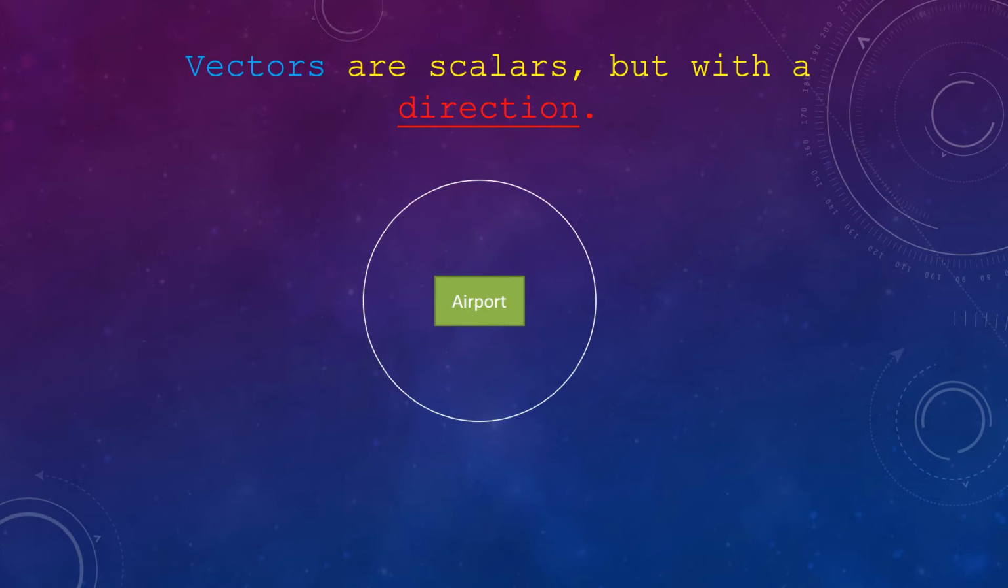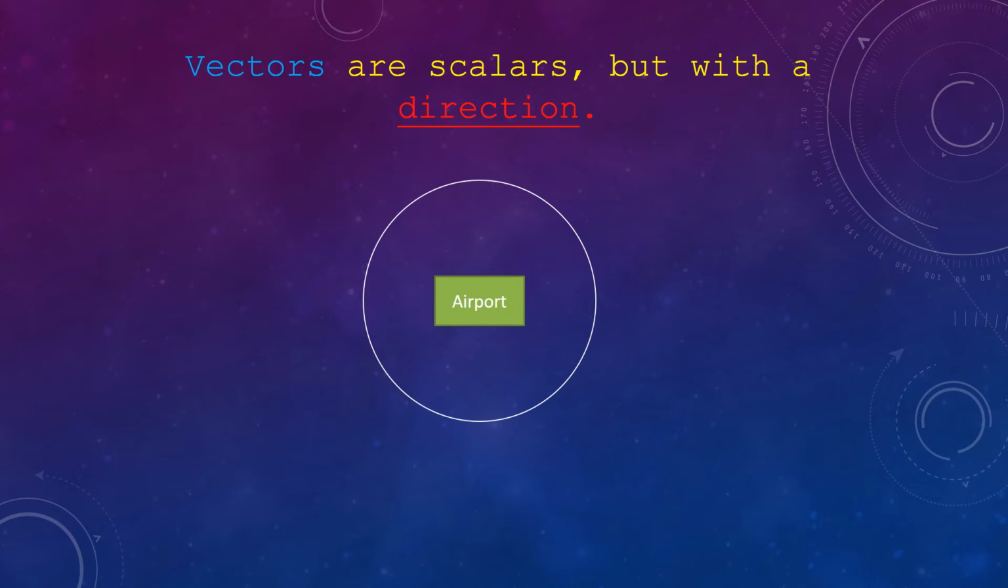because I could be anywhere on a circle of radius 10 kilometers centered at the airport. I could be anywhere on the circle. It doesn't matter because each point is 10 kilometers away from the airport. Again, this is the scalar quantity of distance.